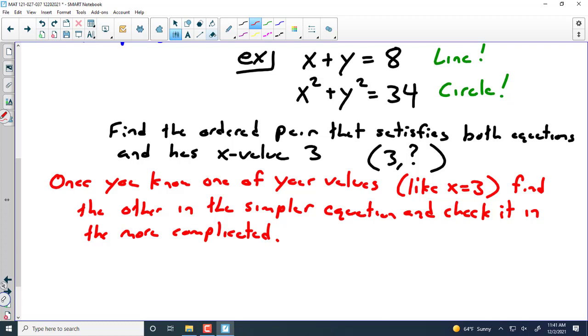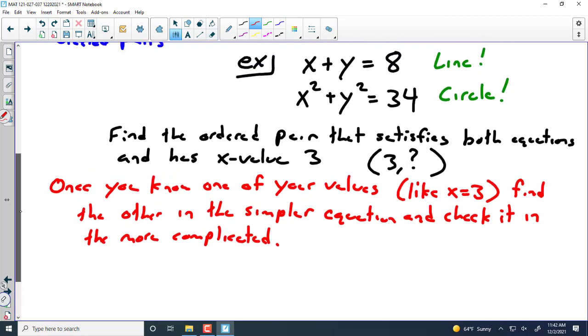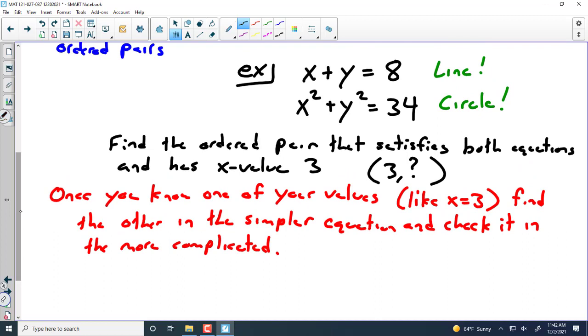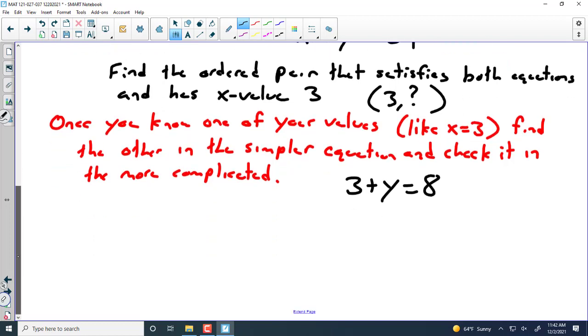So of those two equations, which one's simpler, the line or the circle? The line, it doesn't have any squaring in it. Does everyone agree with that? So what you do is you take that 3 and you plug it in there. And what will you get? Y equals, yeah, good, everyone. 8 minus 3 is 5.